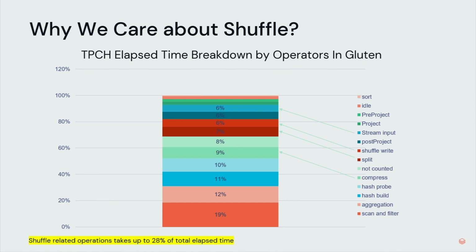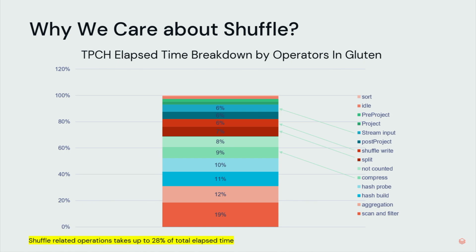You can see that the first operator is the scan. The second is hash aggregate and hash join. The third one is compress. The compress operator is how we compress the shuffle data, and it takes 9% of the total time. Then there is split. The split function takes a record batch as input and splits it into different reducers.